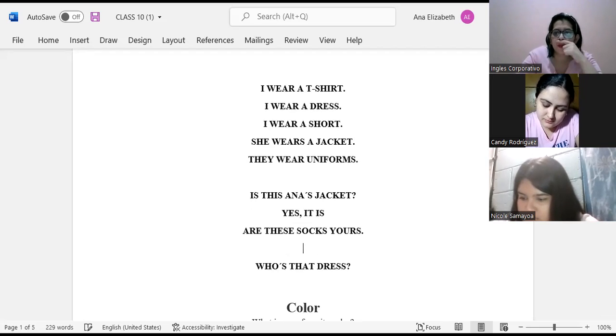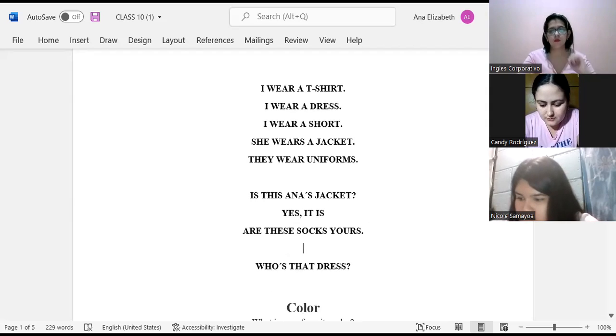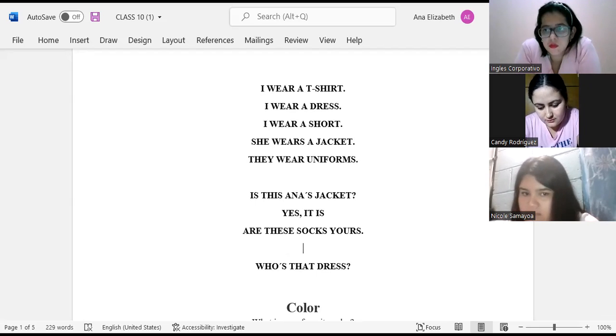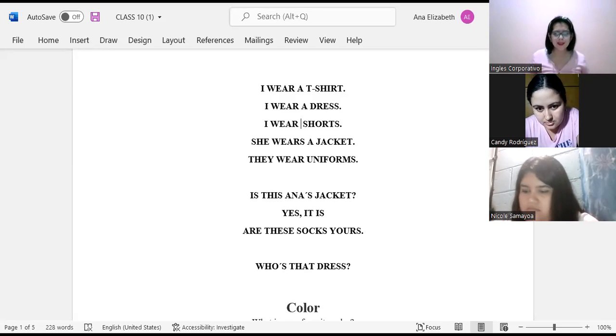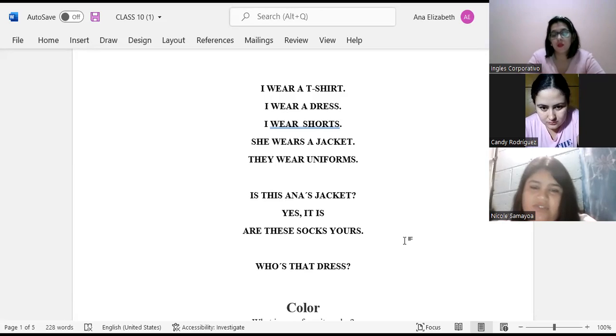Teacher, una pregunta con los primeros ejemplos, con el tercero. I wear a short. No, son shorts con S. I wear shorts. You're right. Shorts. Y le quitamos la A, ¿verdad? Sí. Excellent. Ponen atención, ya ve. Okay. Are these socks yours? ¿Qué falta ahí? The question mark, right.